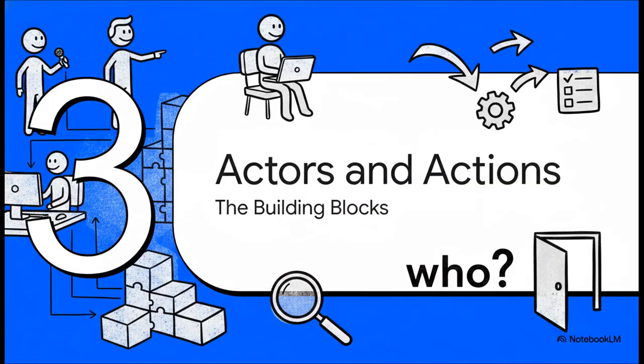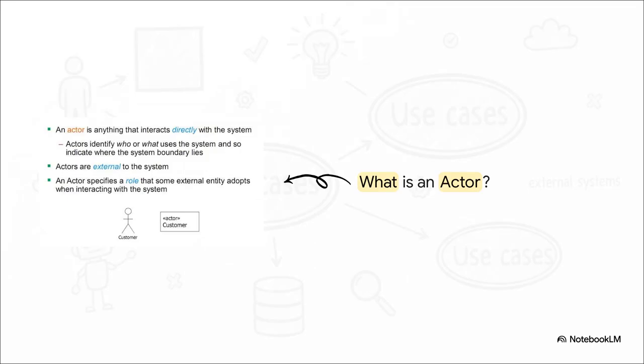Section 3, finding actors and actions, the building blocks. Now that we have the big picture in mind, let's break down those individual components, and we'll start with the who. So, what exactly is an actor? In UML, an actor is anything that interacts directly with the system. But here's the crucial part. Actors are always external to the system itself. They sit entirely outside that boundary box we just talked about.